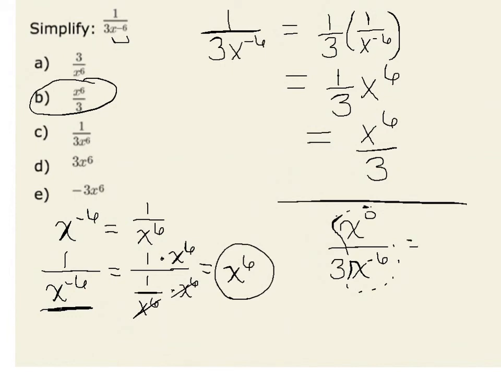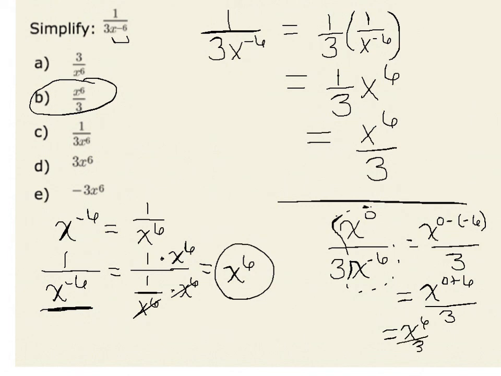This would be the same as x to the 0 minus a negative 6, all divided by 3. We can see that 0 minus a negative 6 is the same as 0 plus 6. Therefore, I have x to the 0 plus 6 all over 3, which is the same as x to the 6th over 3.